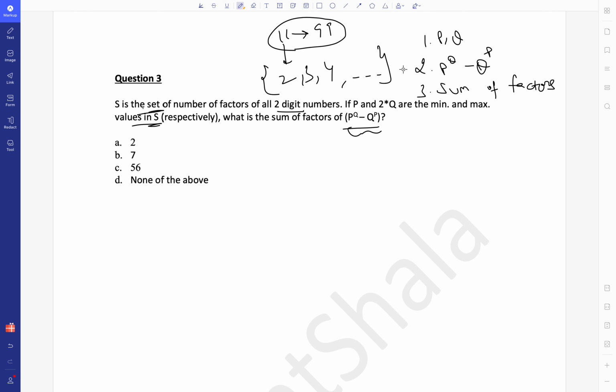Some of the people, what they'll do is they'll calculate this P raised to power Q minus Q raised to power P. They'll try to find it in options. If it is there, they'll just mark that. They won't bother to calculate some of the factors. Okay, so calculating P and Q.